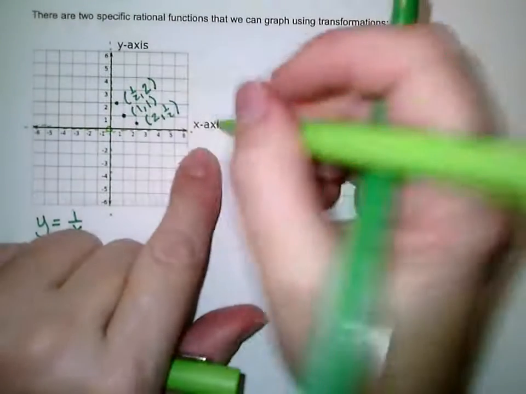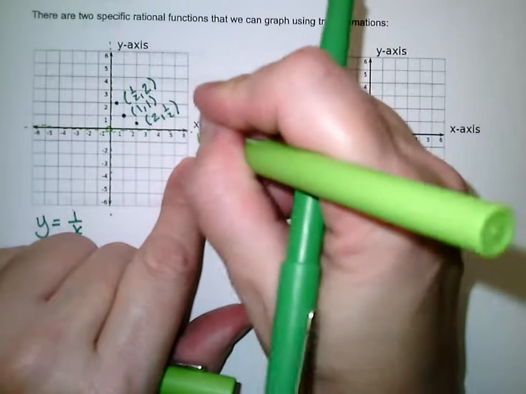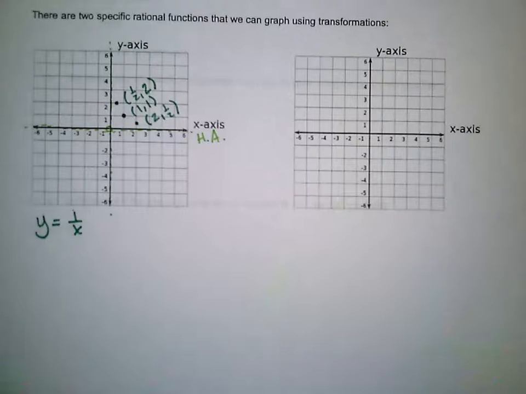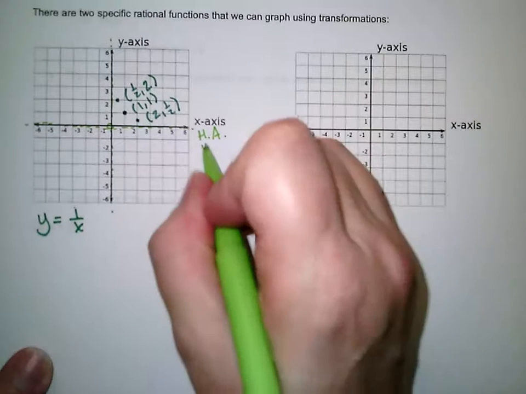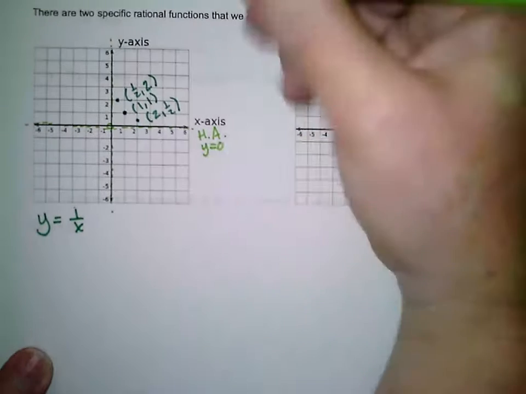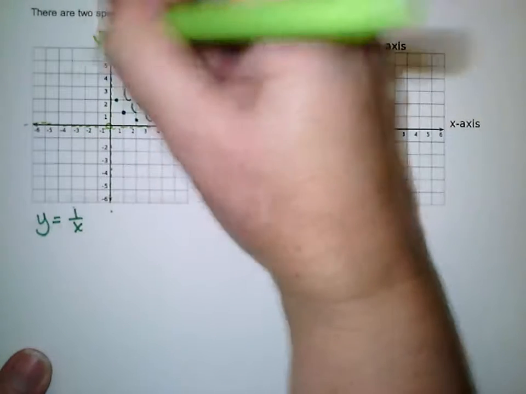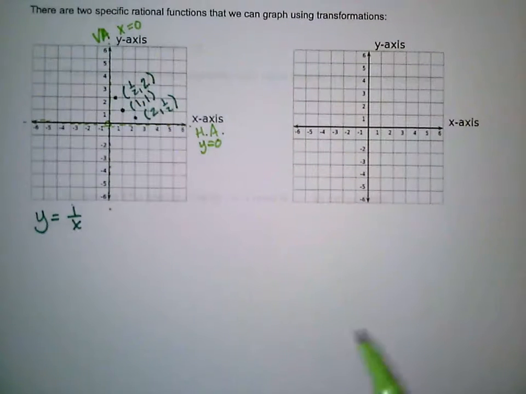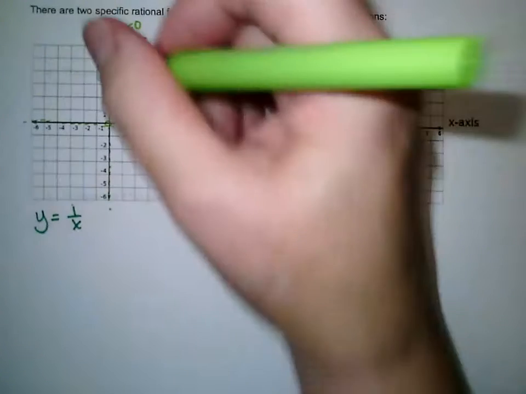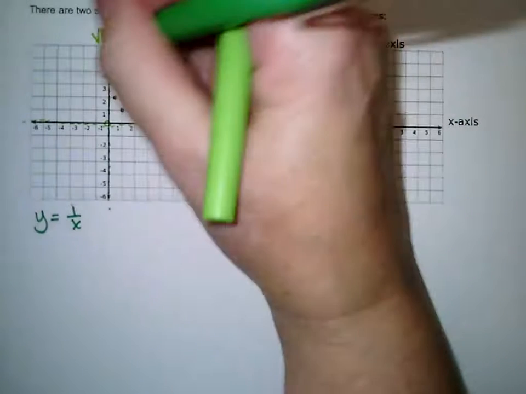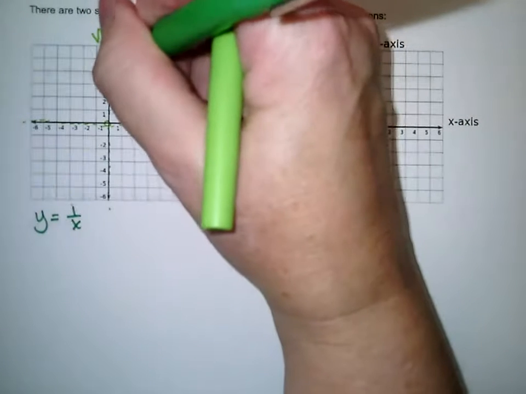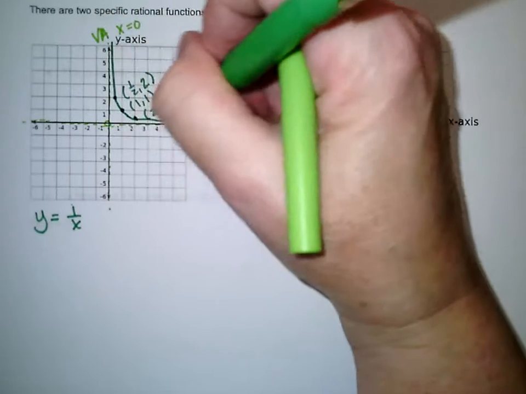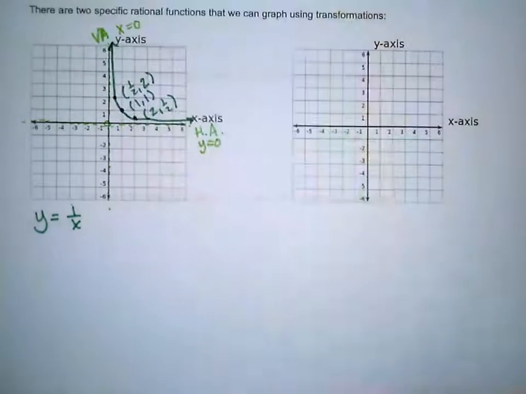I mentioned before that we have this horizontal asymptote. I'll just abbreviate that by HA. That's horizontal asymptote, and that's at y equals 0. And then we have a vertical asymptote at x equals 0. So our graph is not going to cross either one of those, but it is going to run along both asymptotes. So it'll run along there, kind of down in the corner, and then along the horizontal asymptote.